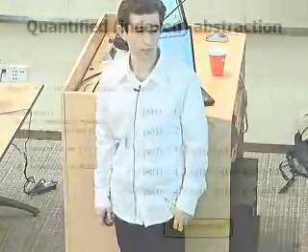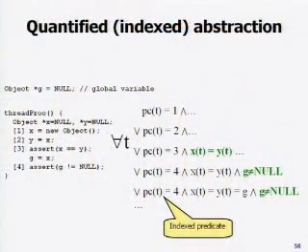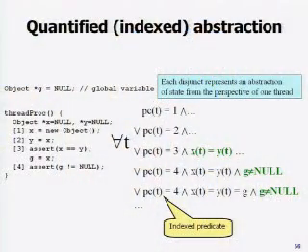Here I have this thread index that I'm going to add to the predicates. I'm adding it to the program counter and to the thread local variables. And this is part of the invariant that I get for this program. These are index predicates, and each of these disjuncts represents the abstraction of the state from the point of view of just one thread.